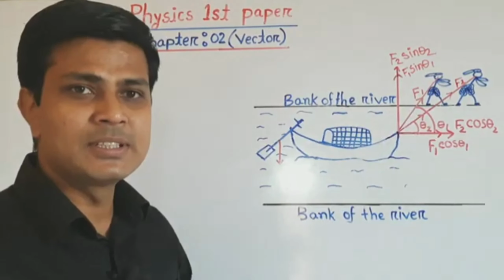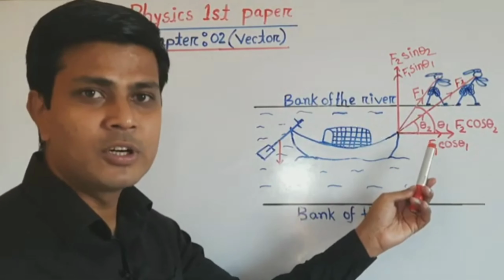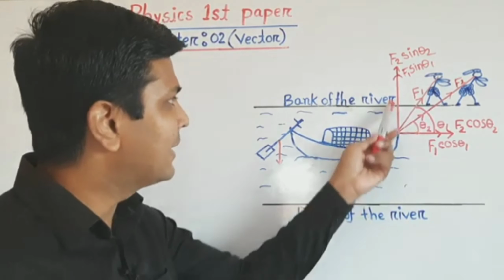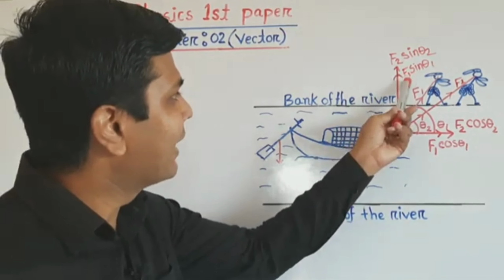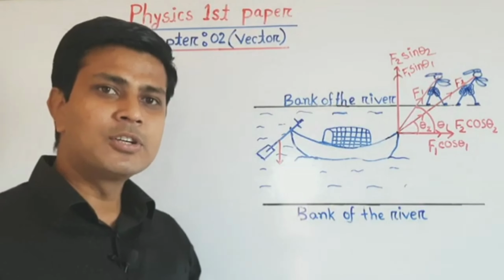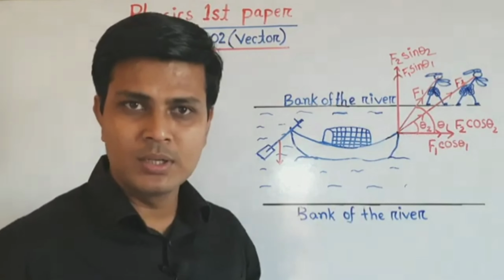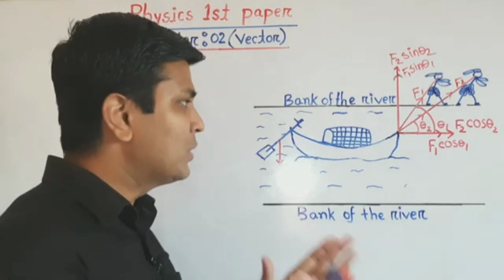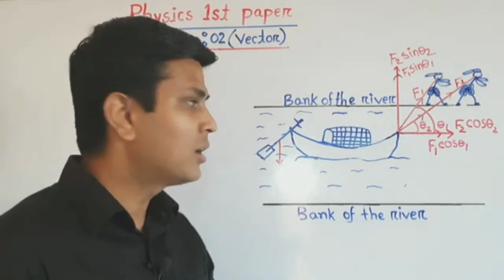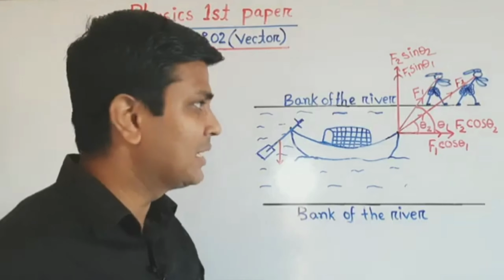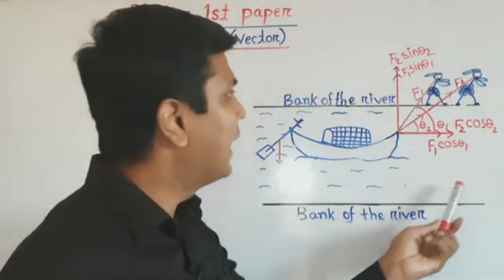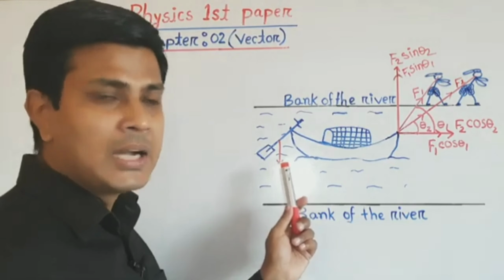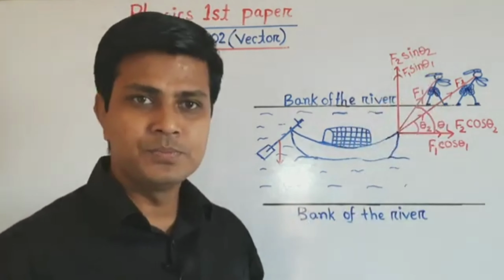Here for the first person, the effective force, or the horizontal component of the applying force F1, is F1 cos theta, and the vertical component is F1 sin theta. Similarly, for the second person, the applying force is F2 and the making angle is theta 2. The horizontal component, which is responsible for moving the boat in the forward direction, is F2 cos theta, and the vertical component, which will be neglected by the rudder, is F2 sin theta 2.